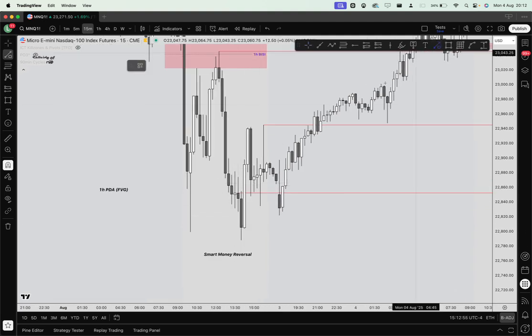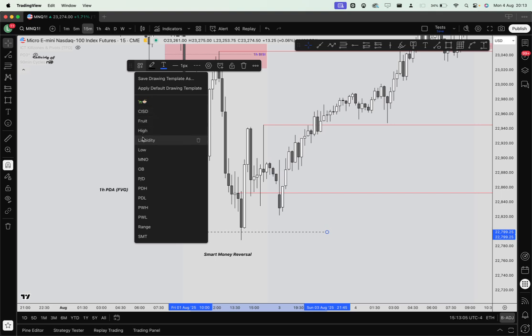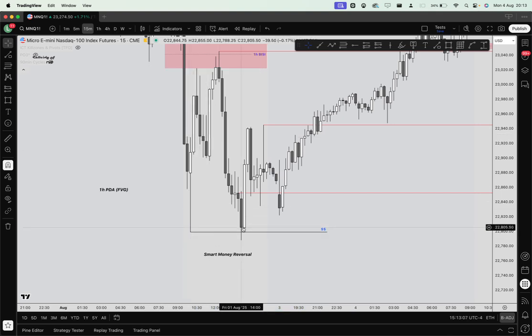Now the change in the state of delivery is a close above a series of down or up close candles that swept a level. So if I mark this out as liquidity, so we got our liquidity. So we swept this liquidity here.